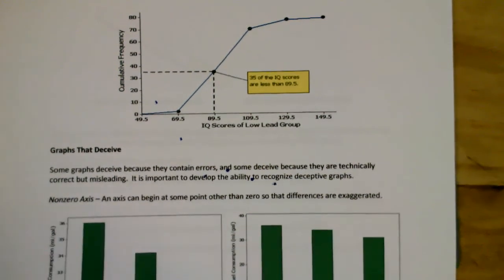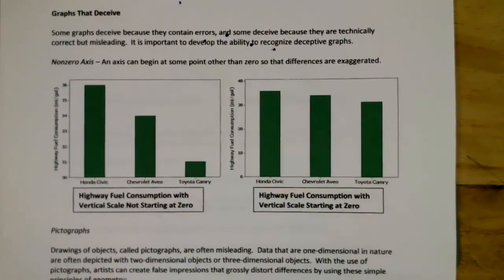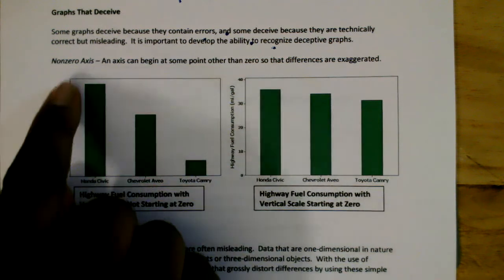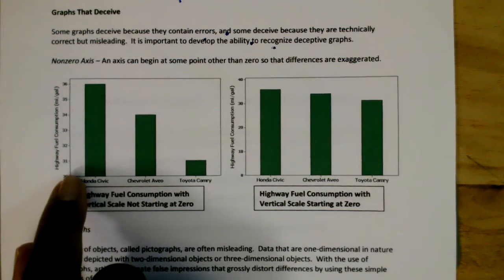All right, now let's go ahead and talk about graphs that are deceptive or that can be deceiving. Some graphs deceive because they contain errors, and some deceive because they are technically correct but misleading. It is important to develop the ability to recognize deceptive graphs, like in this case, a non-zero axis, where the axis begins at some point other than zero, so that differences are exaggerated, okay?